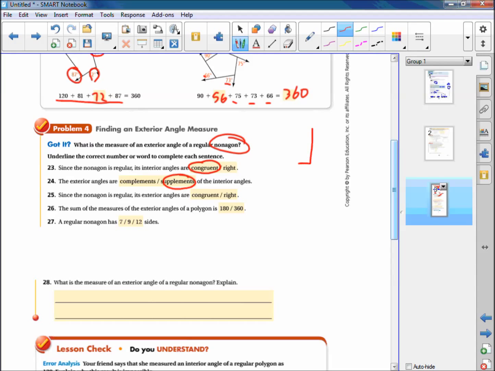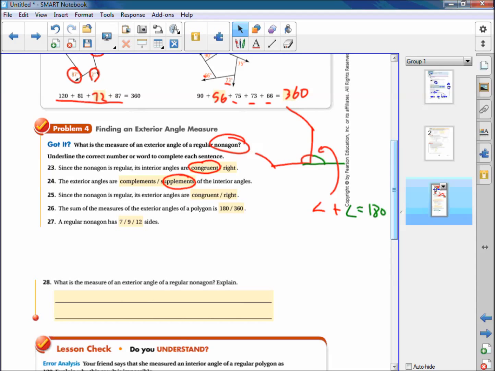So remember, here's maybe an interior angle, the nonagon keeps on going. If I extend the side out, then this part plus the interior angle together should make 180. So the green one and the red one are 180, okay? And any angles that add up to 180 are going to be supplements. So since the nonagon is regular, its exterior angles are all congruent. If the interior angles are all congruent, then all the exterior angles are going to be congruent too.